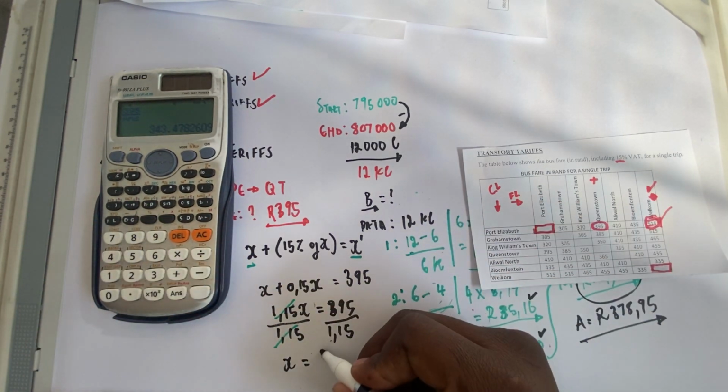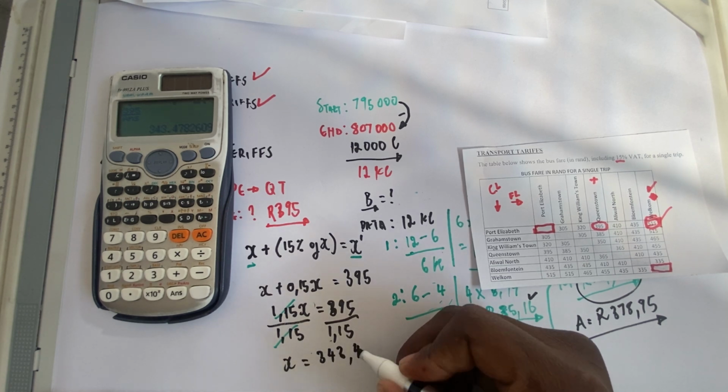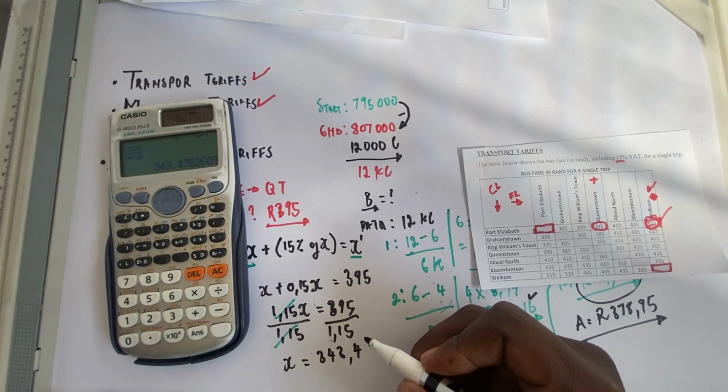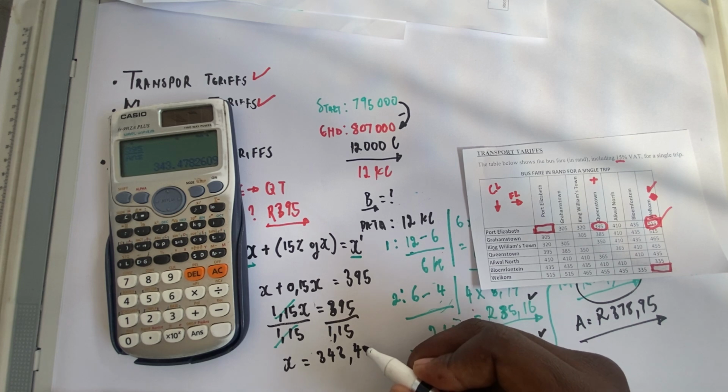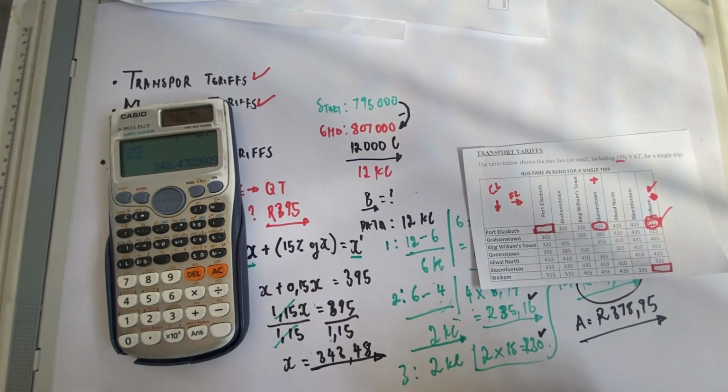I get an amount of 343.48 and other values there. I'm going to round it off to 2 decimal places. So now this is the amount that I get.